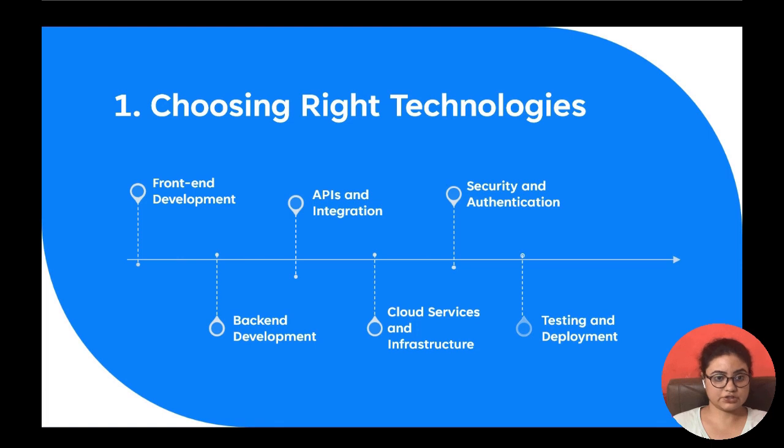Choosing the right technology includes the steps of front-end development, back-end development, API integration, cloud services infrastructure, security and authentication, and testing and deployment. For front-end development, development can be done on JavaScript frameworks like React.js and Angular, and HTML and CSS can be used for structuring and styling web pages.